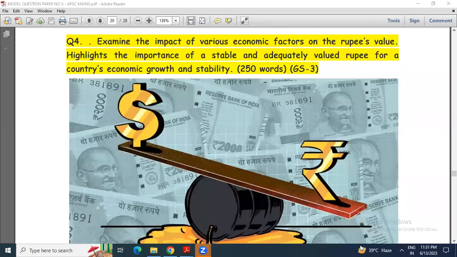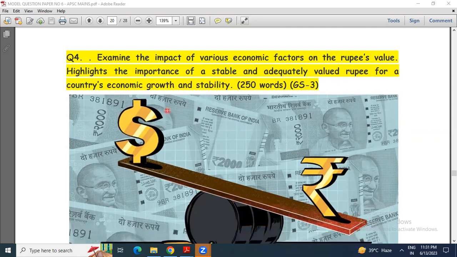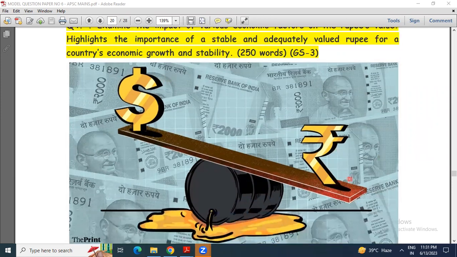Hello everyone. Today's question is: examine the impact of various economic factors on the rupee's value. Highlight the importance of a stable and adequately valued rupee for a country's economic growth and stability. This question is from GS Paper 3. We need to complete it within 250 words.